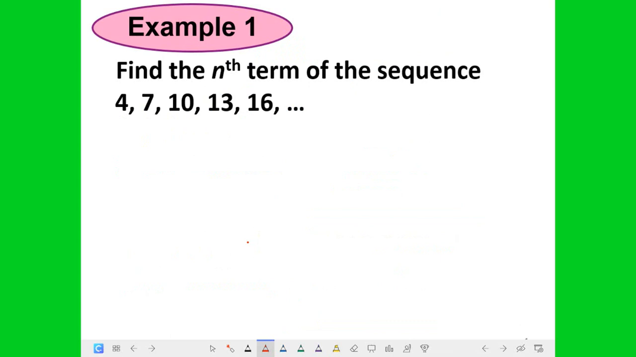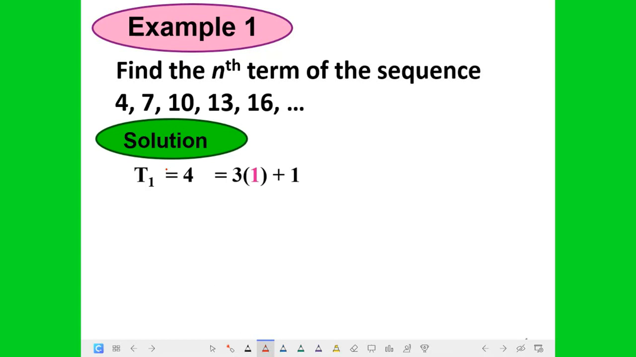Example 1. Find the nth term of the sequence. Given 4, 7, 10, 13, 16, you need to find the nth term. So you need to be creative. Follow the pattern of the numbers given. It's okay, this one is just for you to practice.